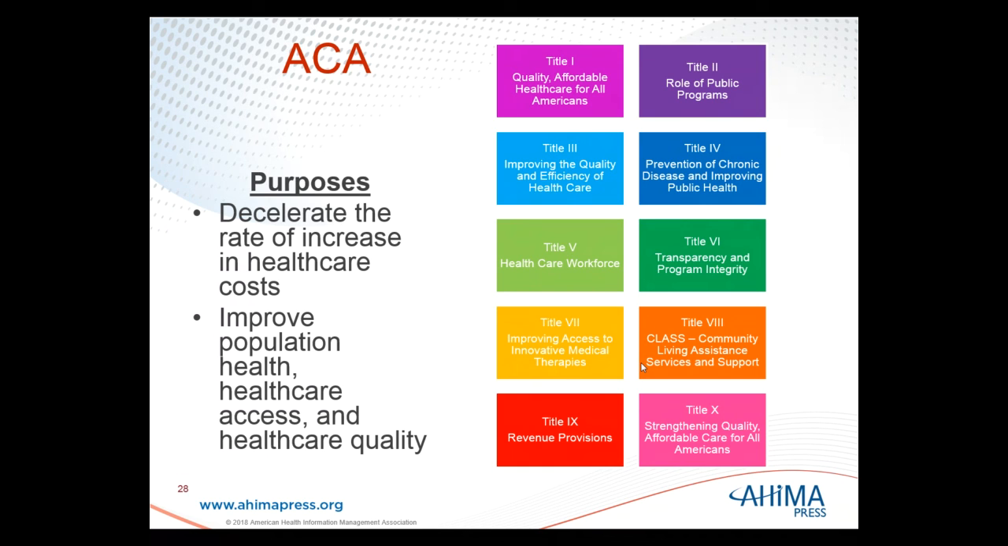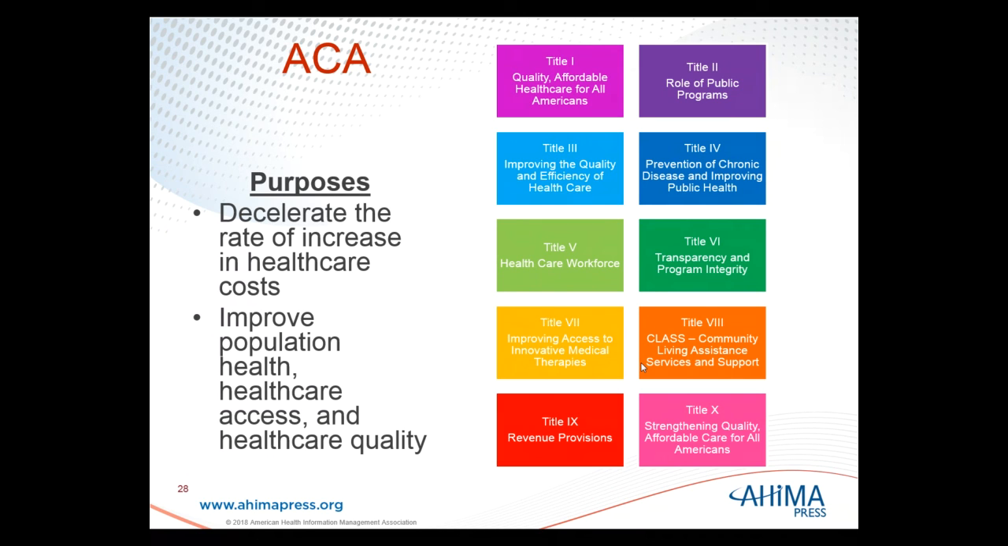The ACA has 10 titles, subdivided into subtitles with parts and sections. The requirements are phased in between 2010 and 2020. So we have 10 titles. The key points are listed on pages 14 through 16. Title 1 is quality, affordable health care for all. Title 2 is the role of public programs. Title 3, improving quality and efficiency of health care. 4, prevention of chronic disease and improving public health. 5, healthcare workforce. 6, transparency and program integrity.